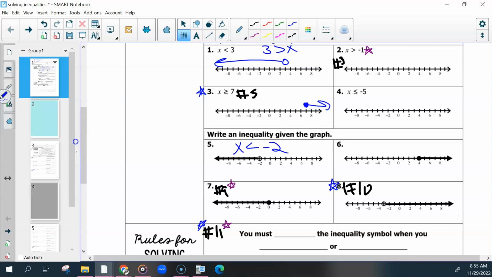For 6, then what would that be? Matt? X is greater than or equal to 4. It has to be greater than or equal to or less than or equal to because it's closed. It has to be greater than because it's going to the right.